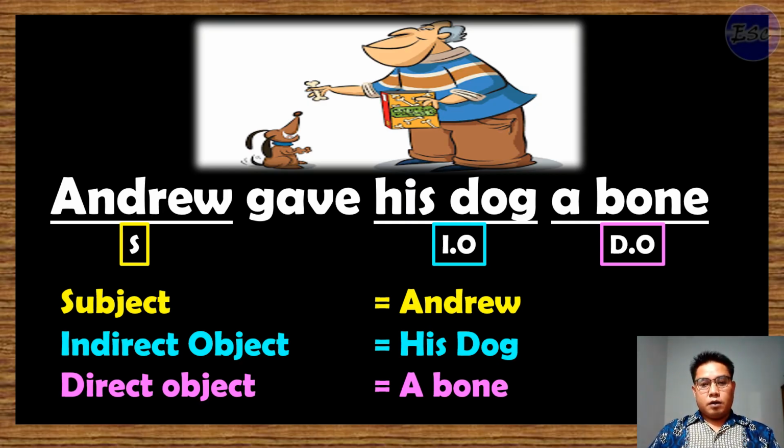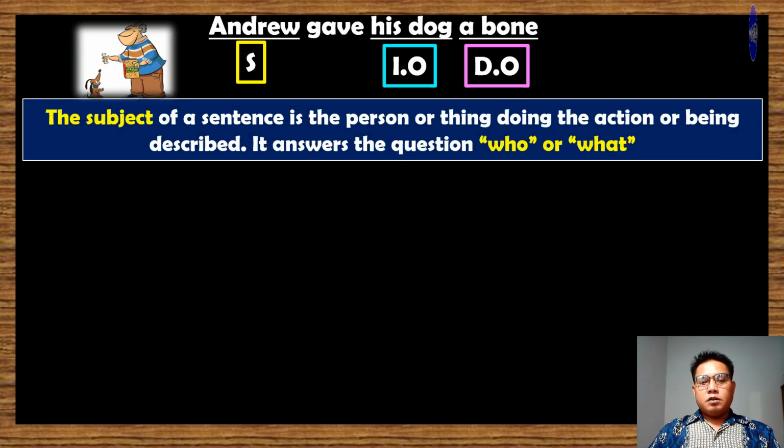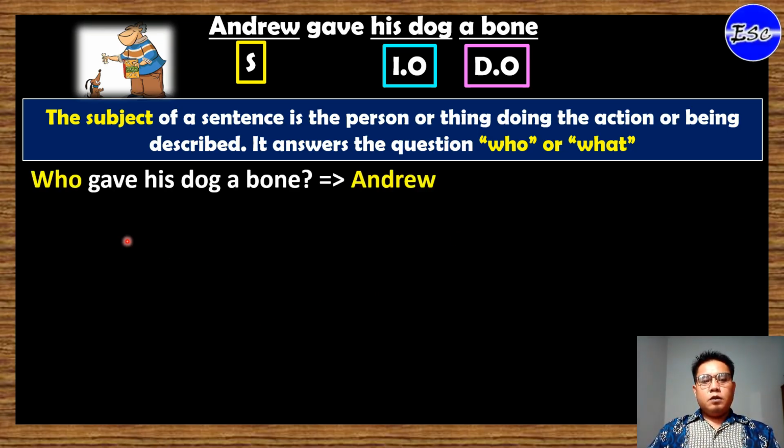Okay, here you are. So once again, the subject of a sentence is the person or thing doing the action or being described. It answers the question, who or what. So, if we ask the question, who gave his dog a bone? And the answer is Andrew. So that's how we identify and are able to find the subject of the sentence.